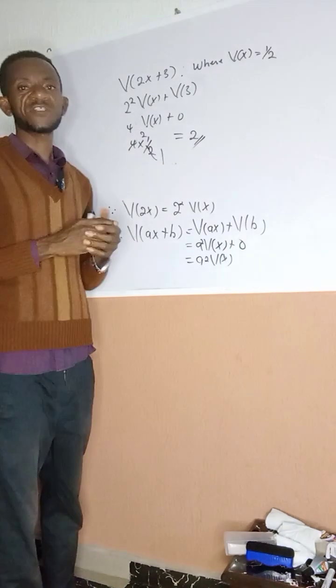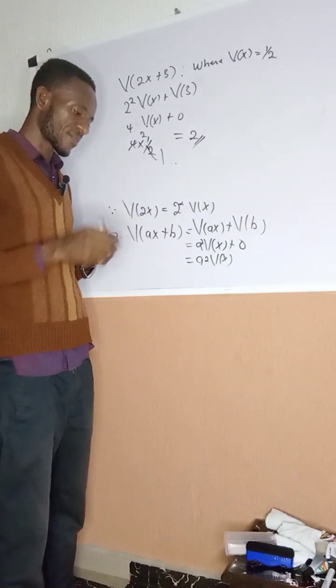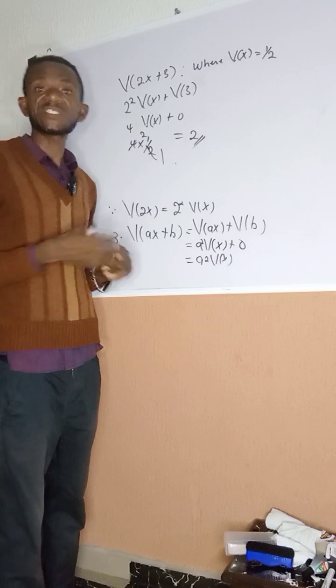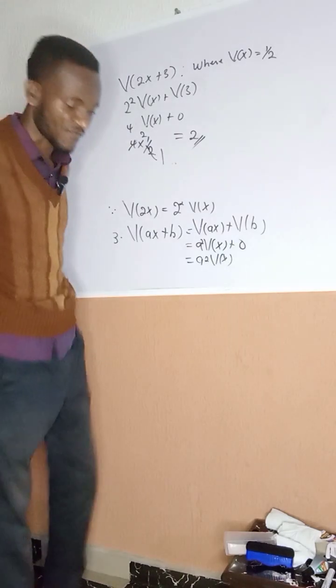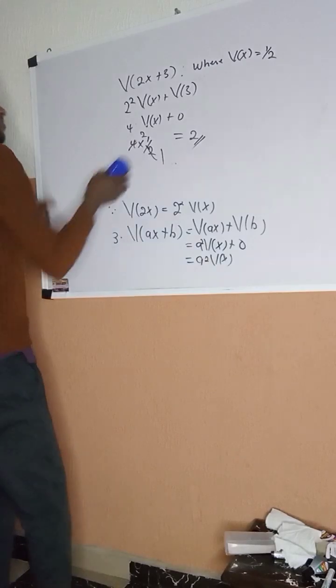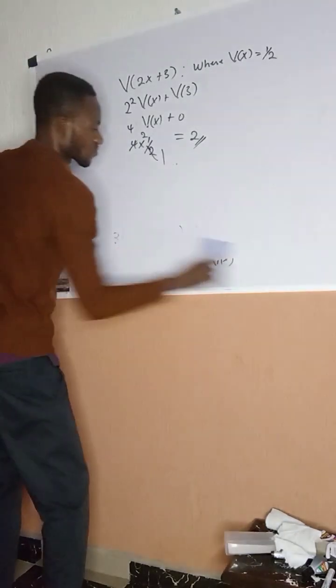These are properties of expectations, properties of variance of random variables. Then let us now go into what we call standard random variables. Standard random variables.